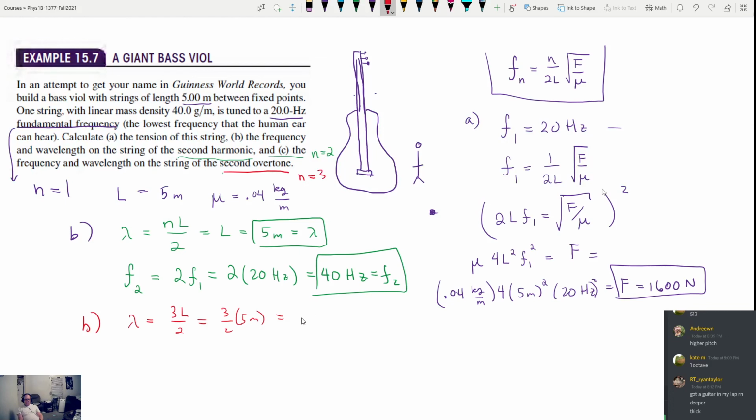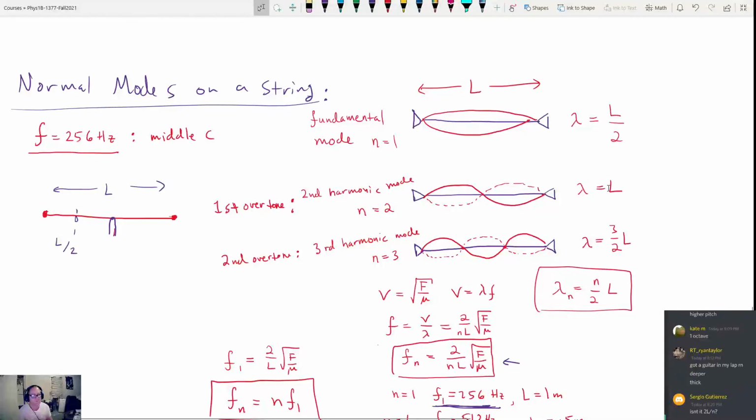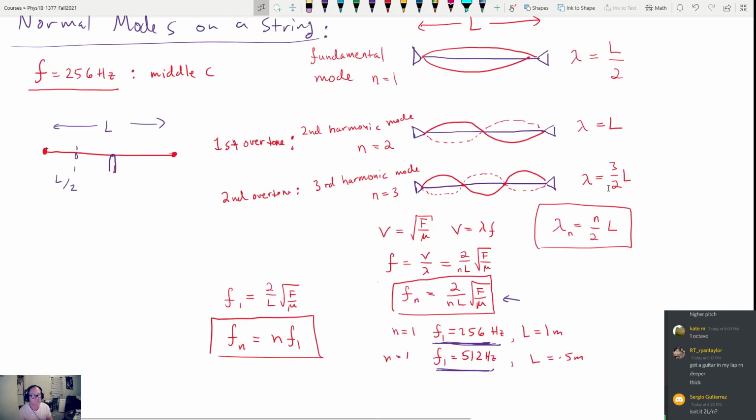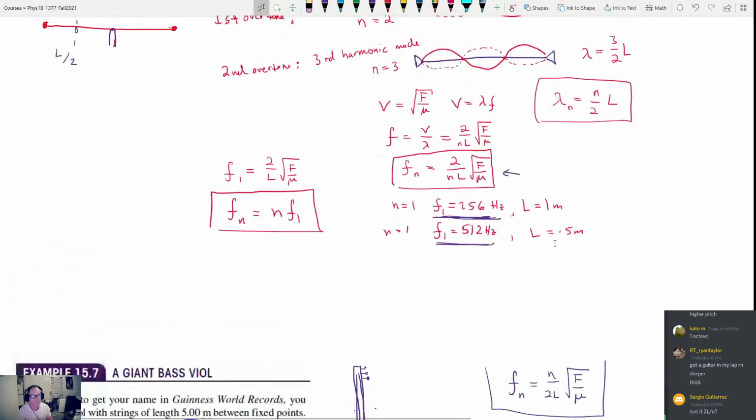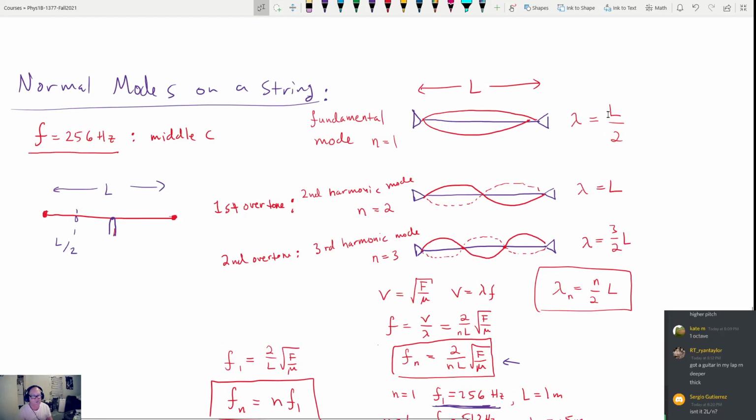Yeah, that's right, right? So this would be 7.5? Does that sound right? Any questions? Now, something's wrong with my equation. 2L over n. Yeah. Where did I come up with this equation? n equal to 1, you get L over 2. n equal to 2, you get L. n equal to 3, you get 3 halves L. That looks right.